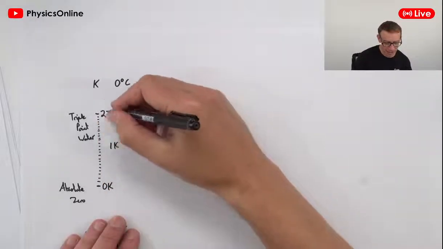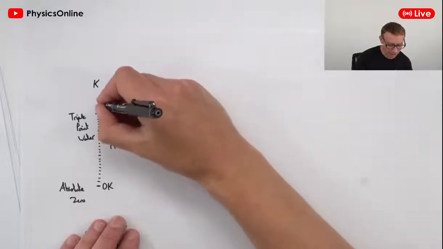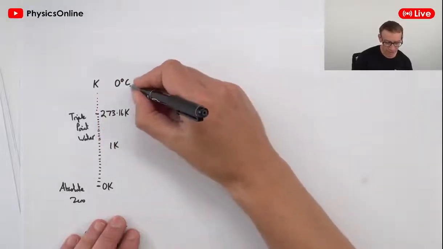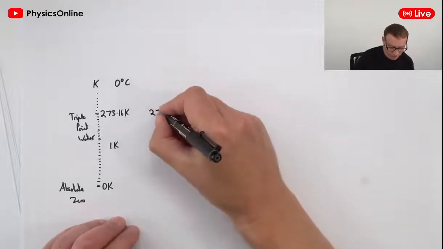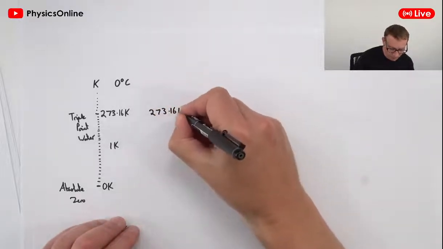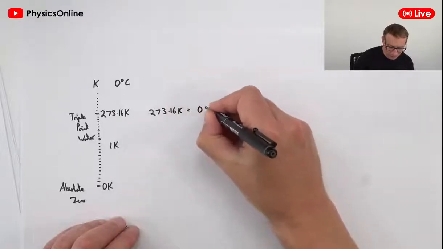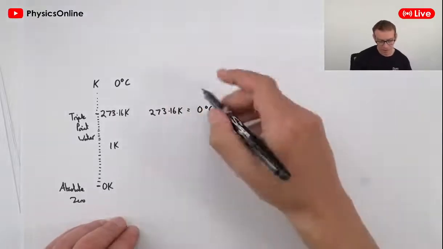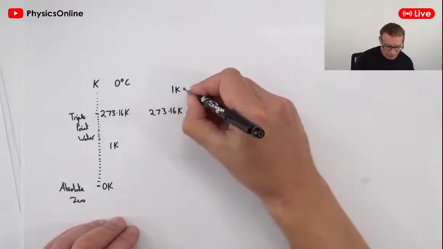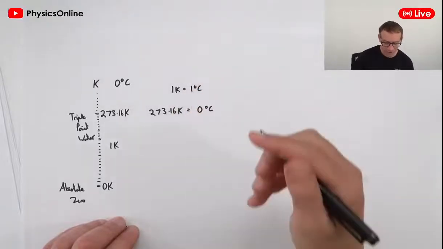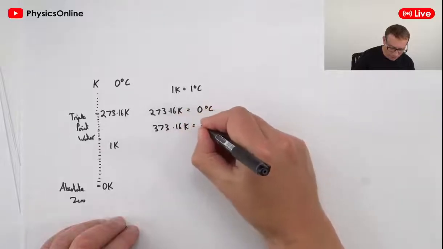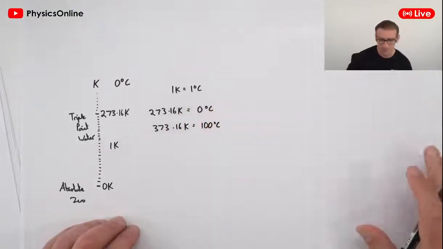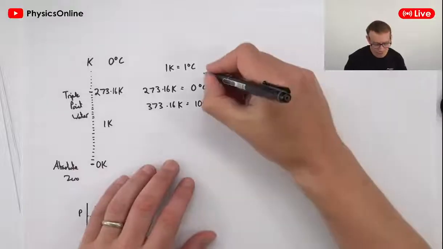Now, of course, we can go up the scale even more, and that's when we get to the Celsius scale, which is basically saying that 273.16 Kelvin is equal to 0 degrees Celsius, and 1 Kelvin is equal to 1 degree Celsius. So that means 373.16 Kelvin is equal to 100 degrees Celsius. And that is the Celsius scale.